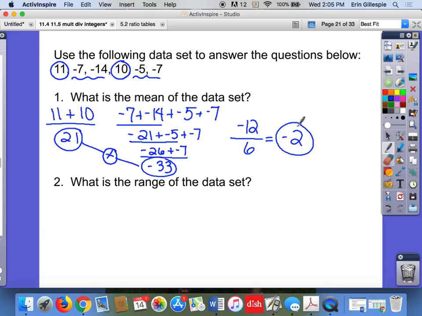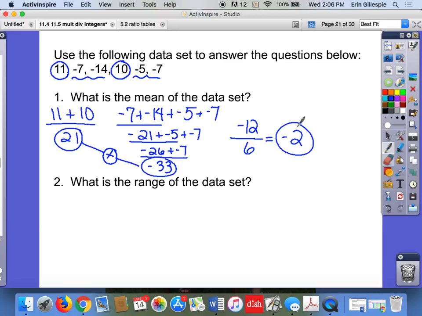Now -2, maybe not really a great average here. Does that really seem close to a lot of your data? It's pretty close to -5. It's kind of close to -7. But a lot of those other pieces of data, 10, 11, 14, it's not really close to that. Why might that be? Well, let's look at our range.